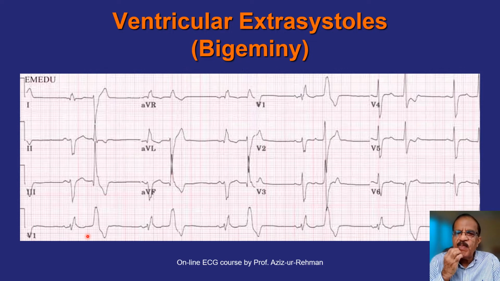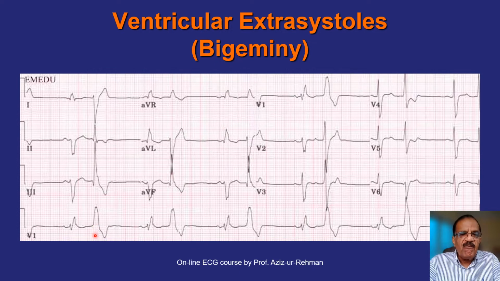Actually, premature beat is a better word than extrasystole because it is not extra. Why is it not extra? Because this ectopic beat has replaced an expected normal sinus beat here. This one came earlier, but the normal expected sinus beat did not come. So it is not extra. The number of beats in people with ectopics is perhaps the same as in a person without ectopics.